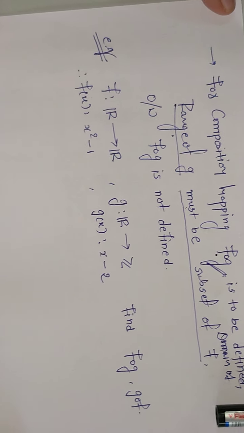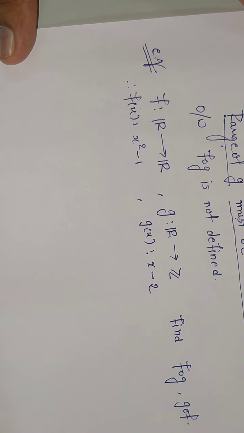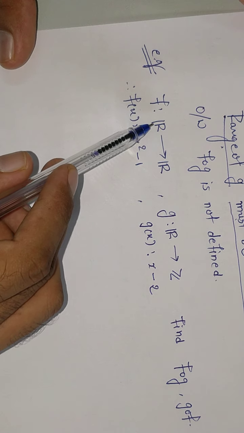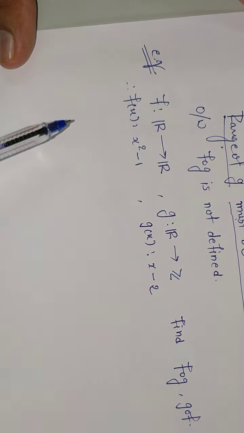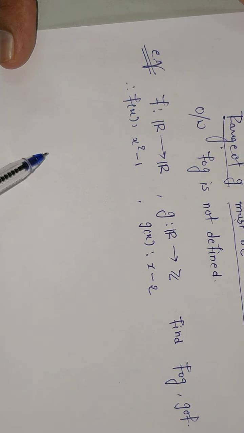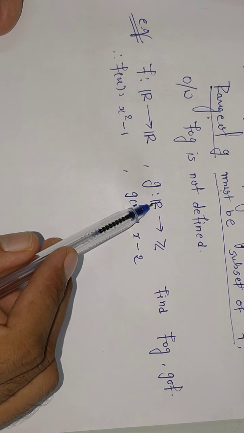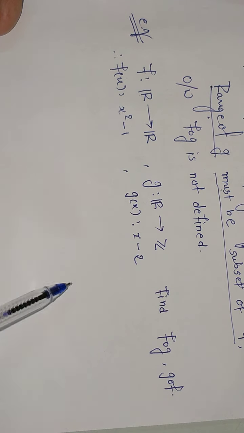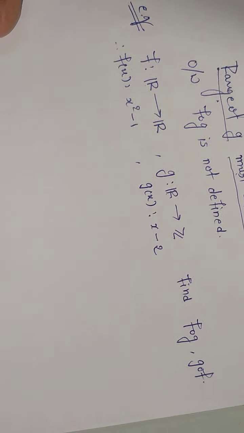Now let's take an example, and we'll get the idea very well. I have taken the first function f from the real number set to the real number set, defined as x squared minus 1, and another function g from the real number set to the set of integers, defined as x minus 2. We have to find fog and gof.